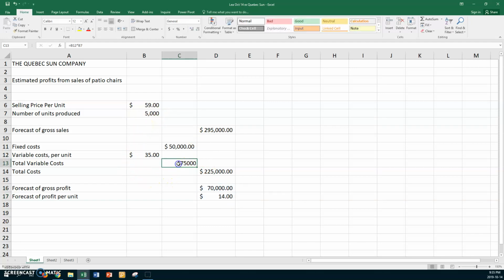Okay, I need a format on this one, and I'm going to pick up this format and I'll put two decimal places on it so that it's consistent to match.